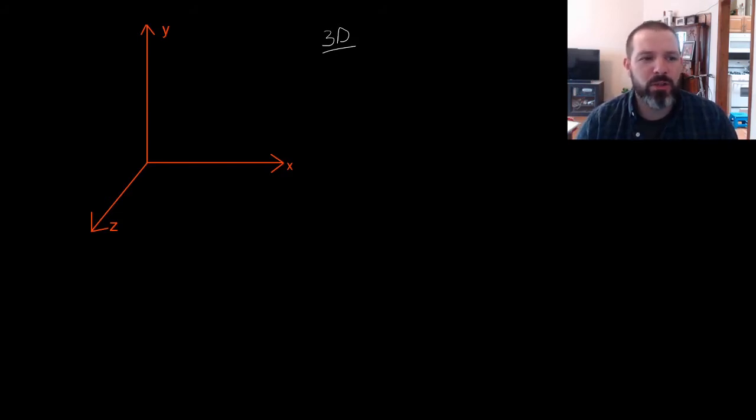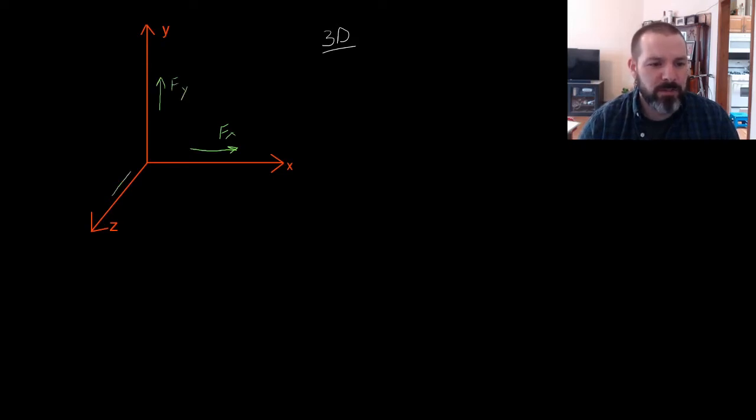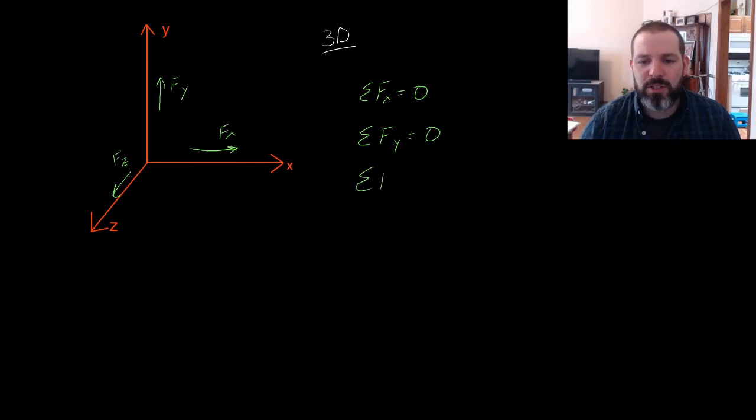So if we have a three-dimensional coordinate system, we can have forces acting in each direction. So we have a force in the x, a force in the y, and a force in the z. So in 3 dimensions, we know that the sum of forces in the x direction have to equal 0. The sum of forces in the y direction must equal 0. And the sum of the forces in the z direction must equal 0.